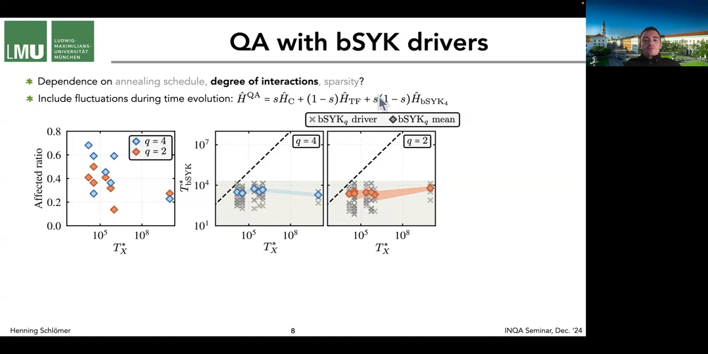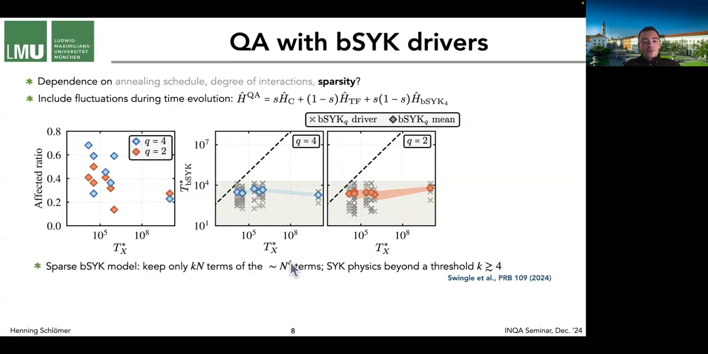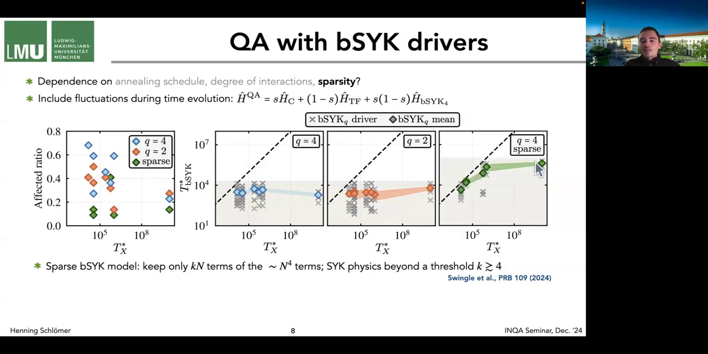However, if you want to actually implement these types of fluctuations here, you would have to implement a vast number of terms. So it's n to the power of 4 terms for Q equal 4, which is of course growing very fast. So you may want to consider only a linear number of terms, and you want to sparsify your Hamiltonian essentially and see if you still get this type of boost in performance. And that's also what we looked at here in this last experiment, where we see that now the performance really looks quite different. So we still have a few of these instances which give us a better performance compared to the transverse field, but they are very rare and also not very significant.